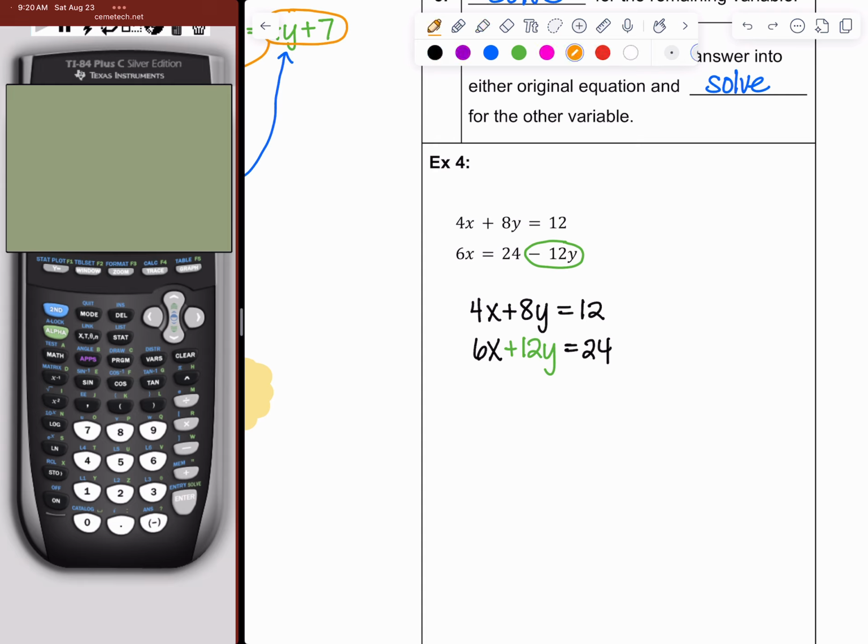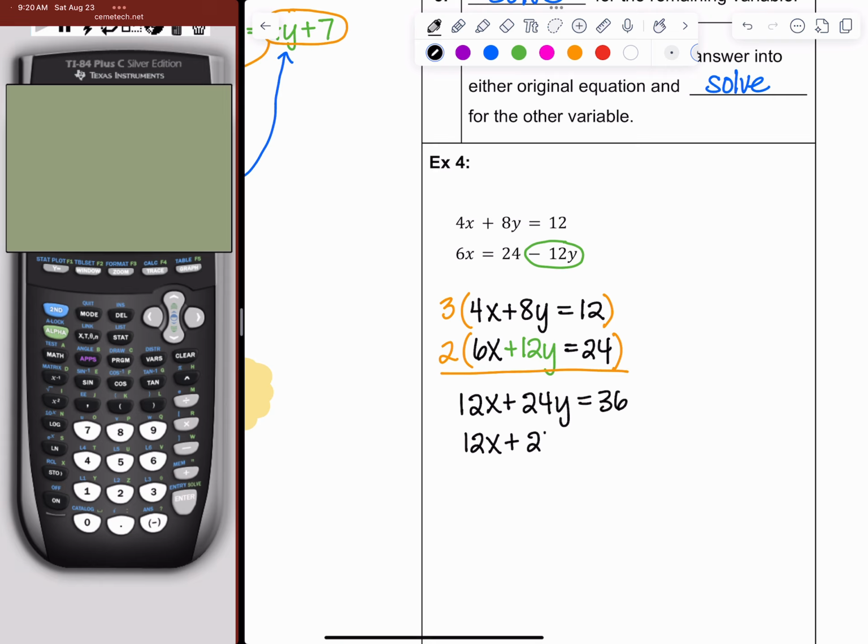So I need to multiply my equations. So I'm just going to eliminate x. So 4 and 6 can both be multiplied and turned into 12. So I multiply the top equation by 3 and the bottom one by 2. So that will end up giving me 12x plus 24y is equal to 36. And the bottom equation will end up being 12x plus 24y is equal to 48.